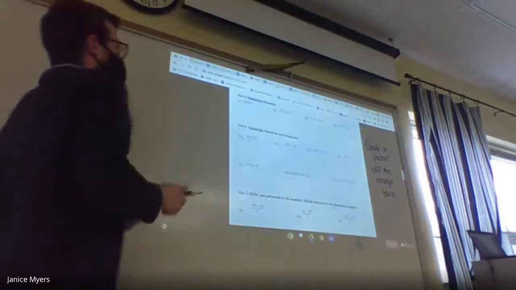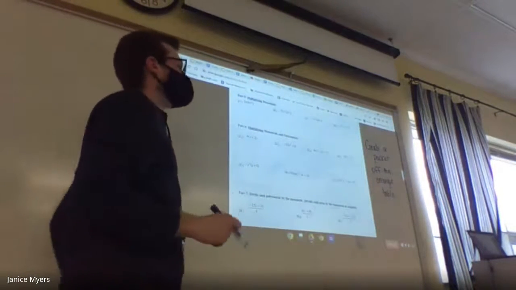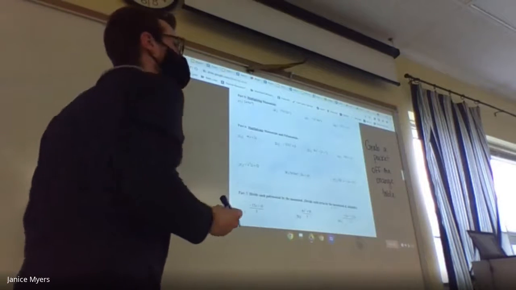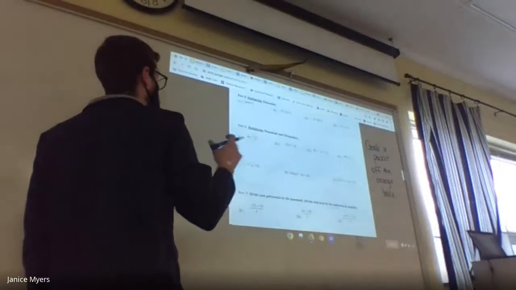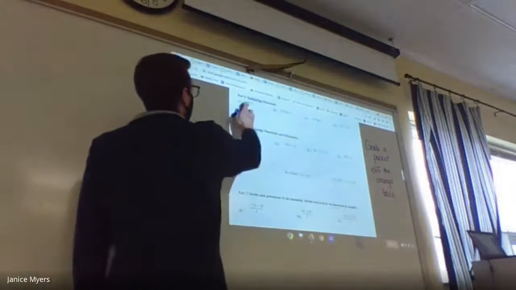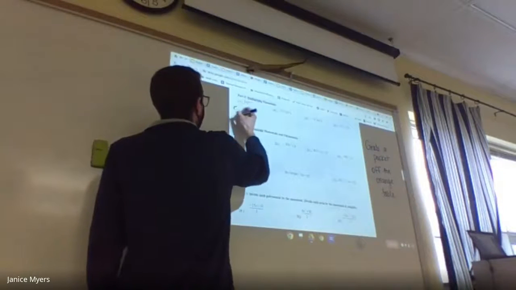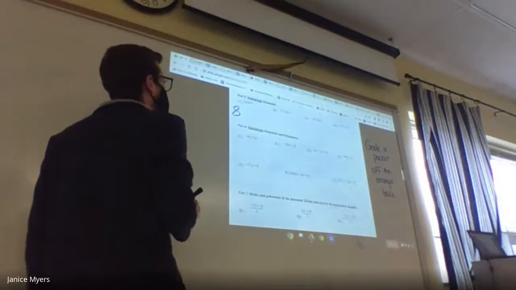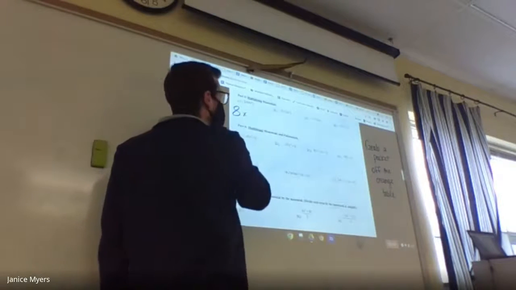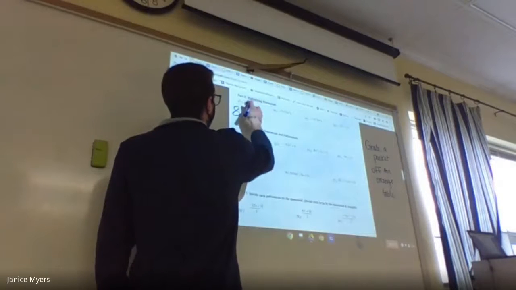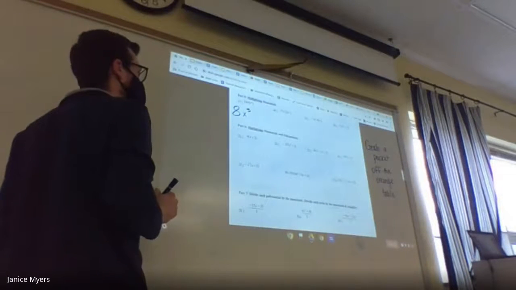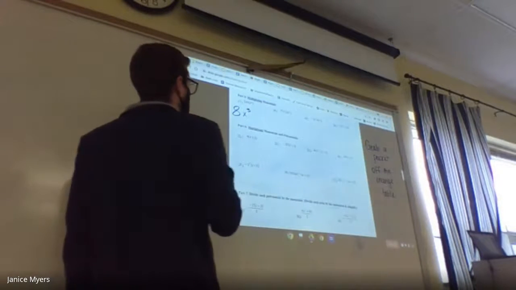So, when we multiply monomials, it's the same thing as multiplying powers, the product rule. So we've got 2x times 4x squared. We'll multiply the coefficients first, which leaves us with 8. And then x times x squared, we're going to add the powers. So 1 plus 2 is 3. So you have 8x cubed. That's it? Yep, that's all you got to do.